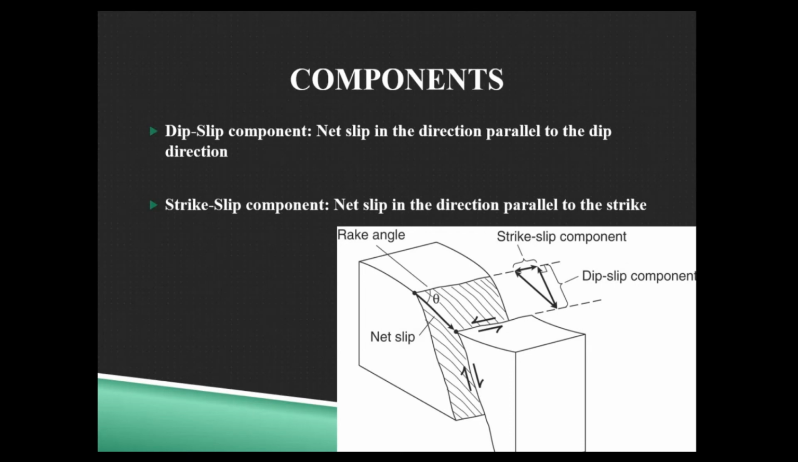Now we can break it down into two parts, like any vector can be broken down. We can have the dip slip component and the strike slip component. Strike slip is side to side. Dip slip is up and down. So no matter what angle your net slip vector is at, you can break it into some amount of side to side and some amount of up down.